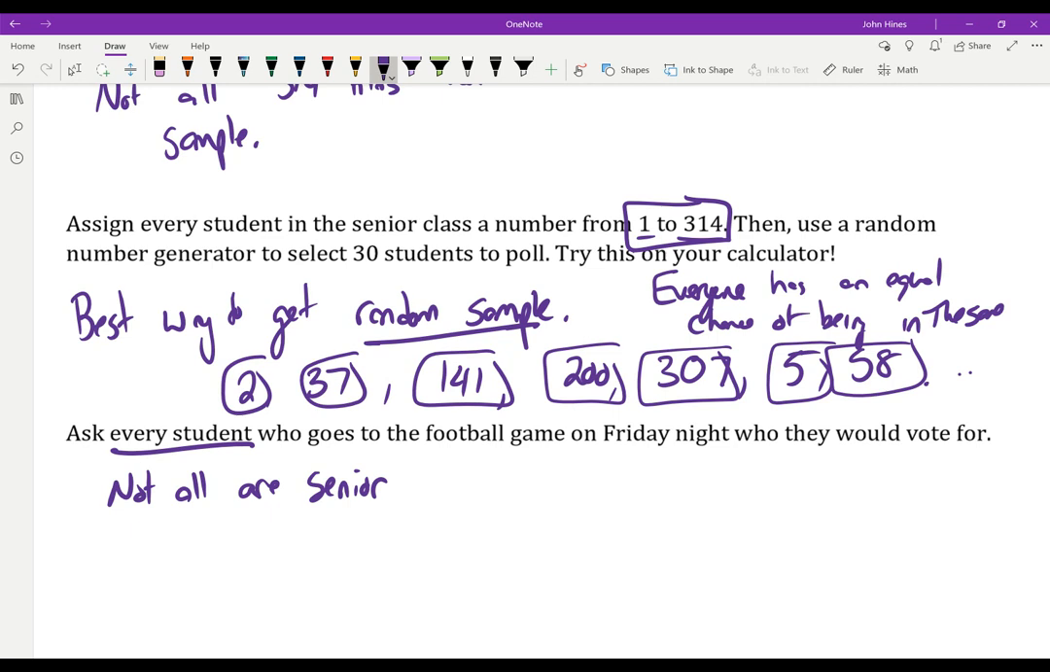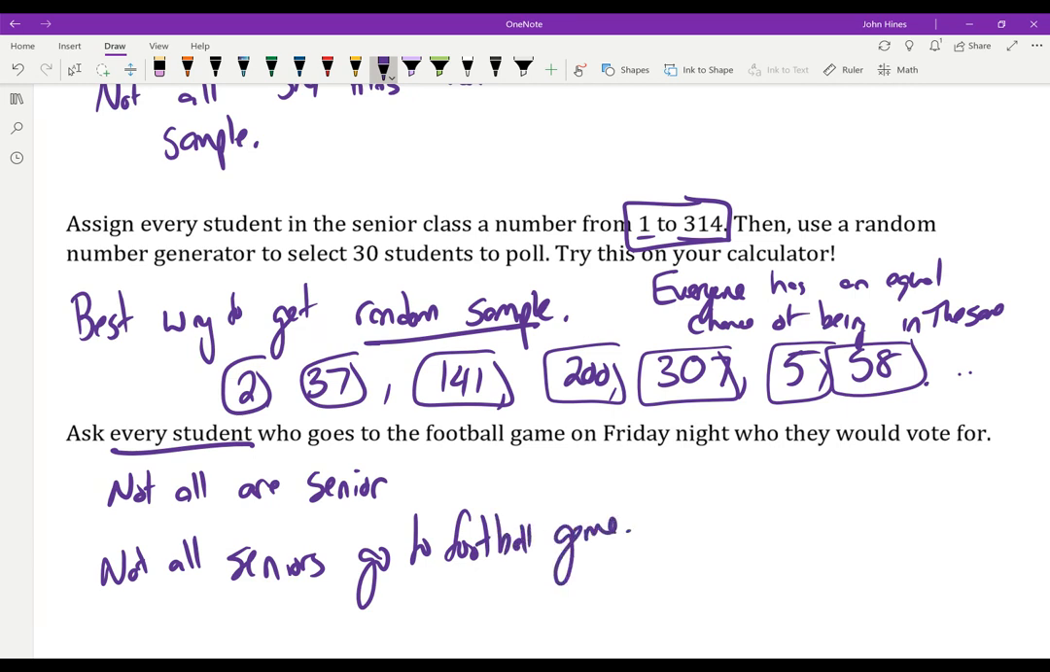Also, not everyone goes to the football game. Not all seniors go to the football game, so they don't have a chance of being selected. Also, if you're at the football game, maybe there are a lot of sports fans there, and people who don't like football aren't there. It's not going to be a representative sample just picking people who are at the football game. That's not a neutral place to pick people from.